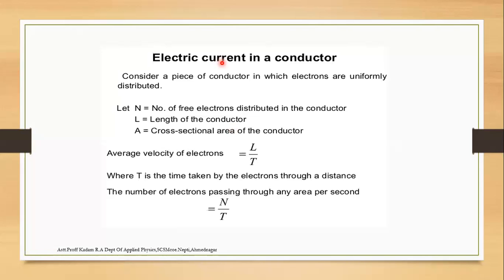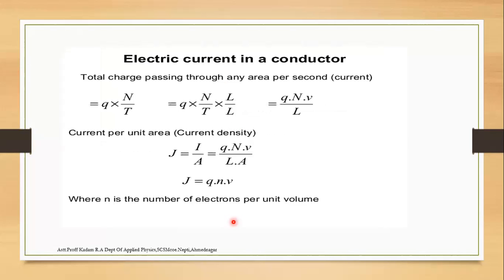So consider the electrical current in a piece of conductor in which the electrons are uniformly distributed. The equation relates to the average velocity of the electrons, L divided by t, where L is the length of the conductor and t is the time taken. Using these terms, we relate them to the electrical current in the conductor.